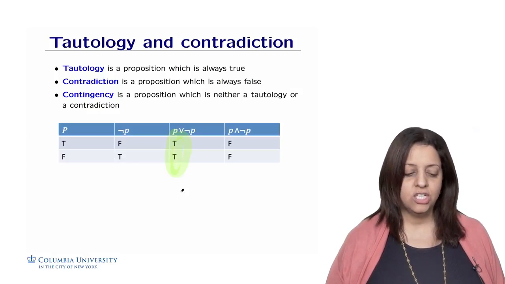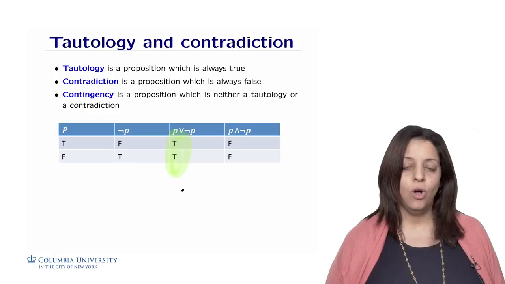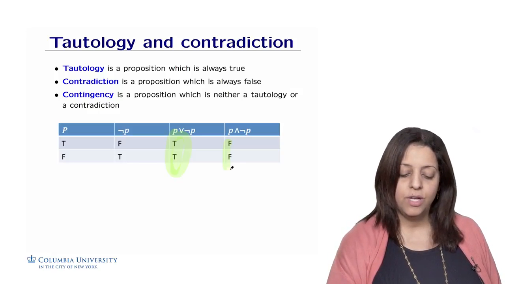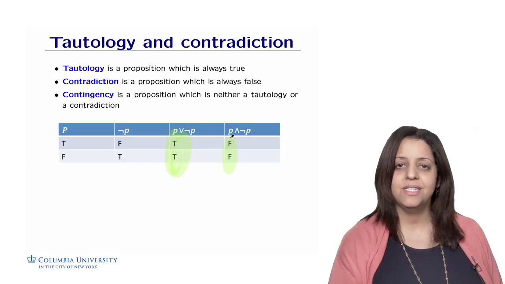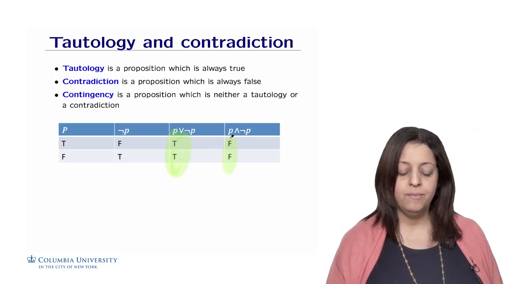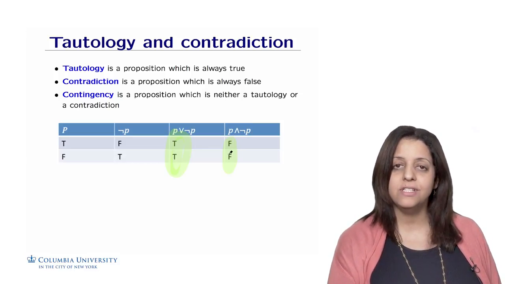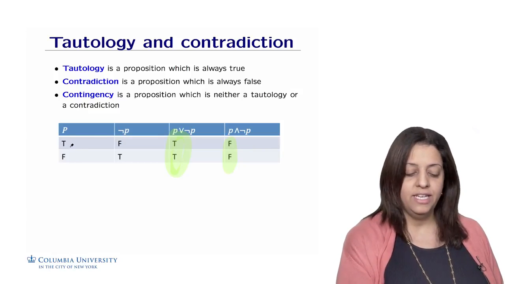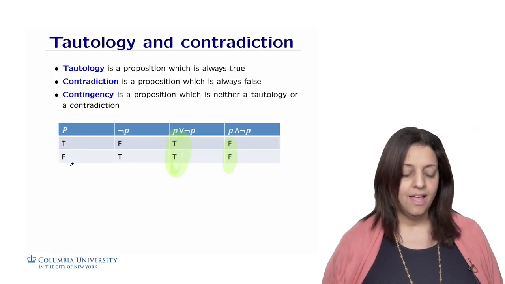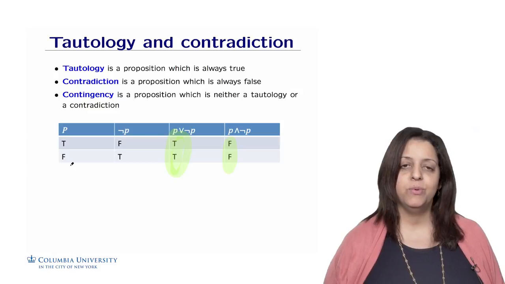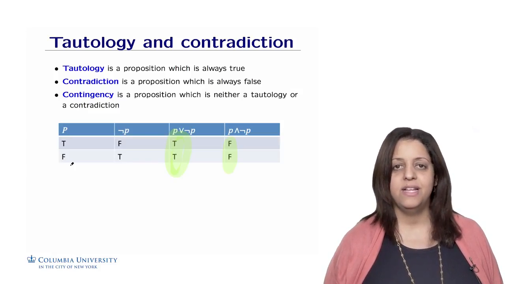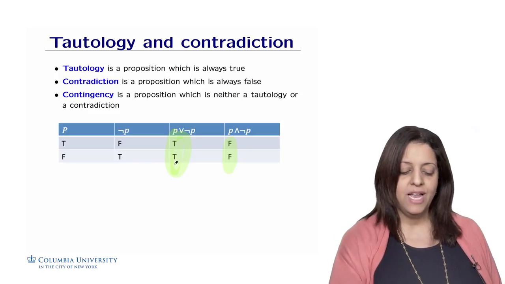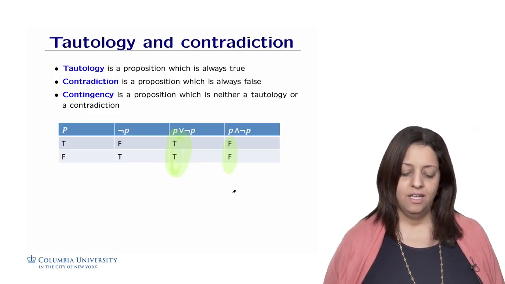We call a contradiction or fallacy a proposition that is always false. Consider this one, P and not P. I am upstairs and downstairs is something that cannot be true at the same time. So this is false. It's a fallacy for any value of P. Finally, a contingency is a proposition which is neither a tautology nor a contradiction. So it depends on different situations. We'll have a mix of true and false in its truth values.